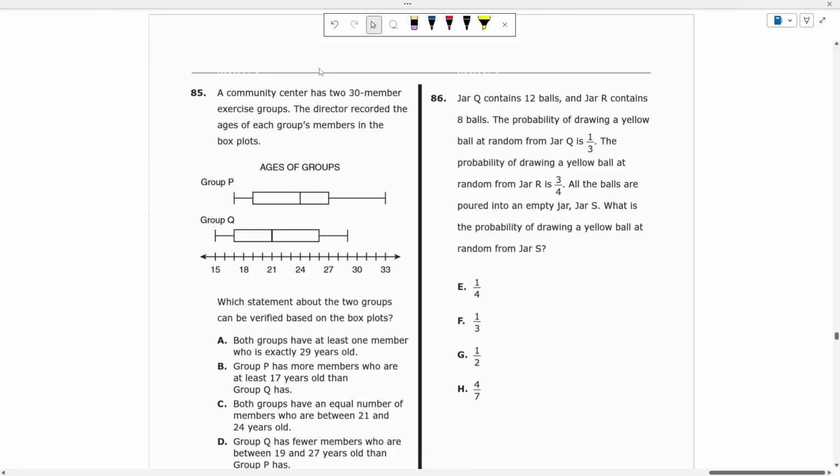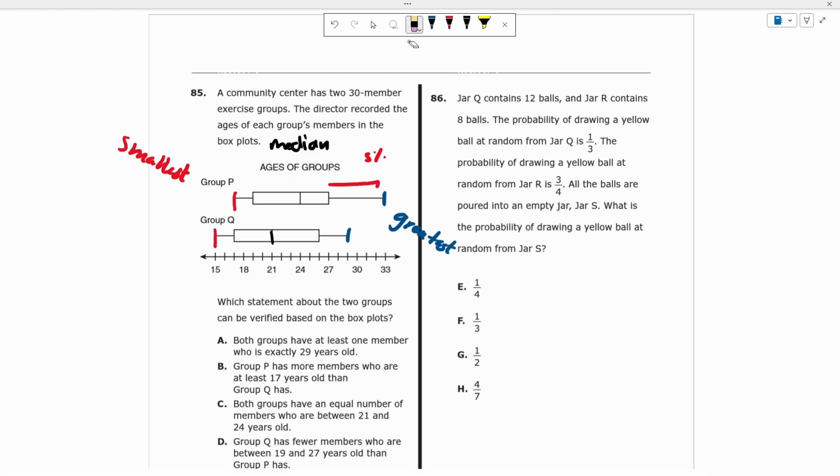Number 85 says a community center has two 30-member exercise groups. The director recorded the age of each group's members in the box plots. So remember how a box plot works. You know that this whisker and this whisker are going to be the smallest, you know, the smallest number. You know that this whisker and this whisker are going to be the greatest values in the data set. You know this line is the median, or the middle value. And you know that everything between the whiskers is 25%. That's 25%. That's 25%. And that's 25%. Again, I explained it in the previous question, but that's just another overview of this.